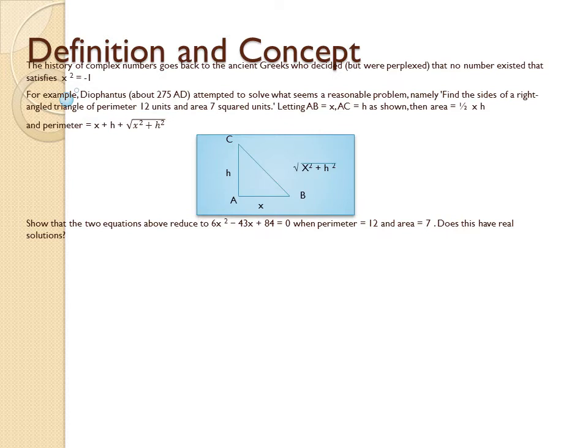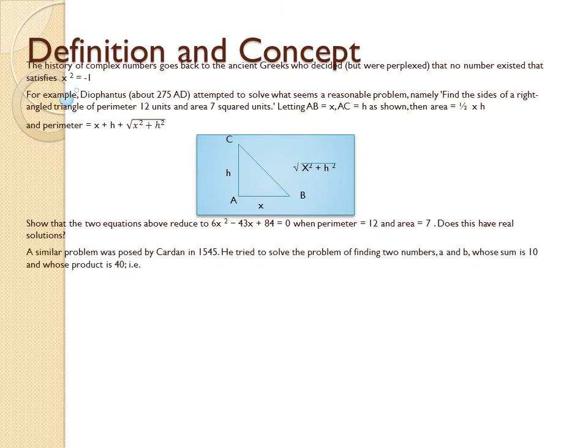But does this quadratic equation have real solutions? If you check, then you will understand no. One similar problem was posed by Cardan in 1545. He tried to solve the problem of finding two numbers a and b whose sum is 10 and whose product is 40. So let's say there are two numbers, one is a, one is b. So a plus b equal to 10 because the sum is 10, and the product is 40 means a dot b equal to 40.